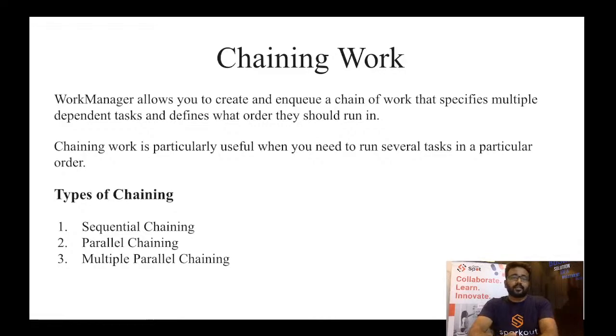Chaining work. As we said earlier, we initially start with OneTimeWorkRequest, and in a sequential manner that becomes chaining work. WorkManager allows us to create and enqueue a chain of work for multiple tasks, specifying the order in which the chain should execute, the first work and then the next based on that. Chaining work is particularly useful when we need to run several tasks in a particular order, that is, one by one. There are three types of chaining: sequential chaining, parallel chaining, and multiple parallel chaining. So let's first see sequential chaining.